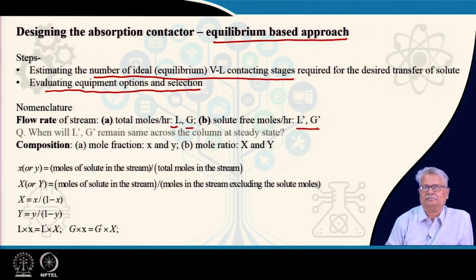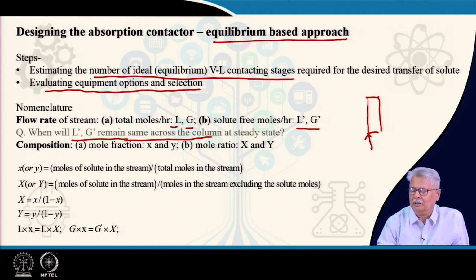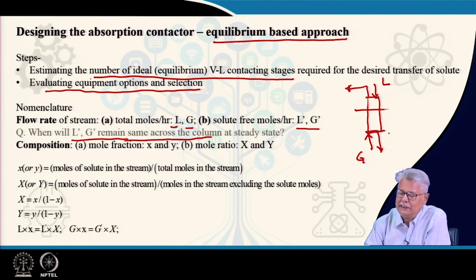I have a question here. When will L dash and G dash remain the same across the column? If I have my column here, with the gas entering here, my liquid entering here, the liquid coming out from here, and my gas going out from here, then if I take any section, I have a stream of gas G dash going up and a stream of L dash coming down.